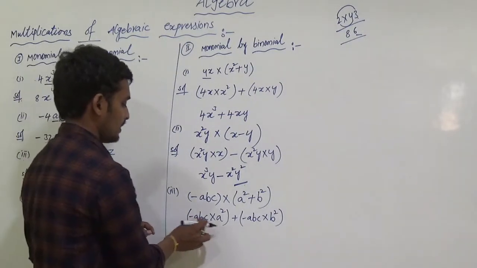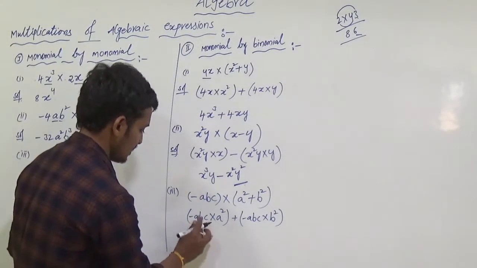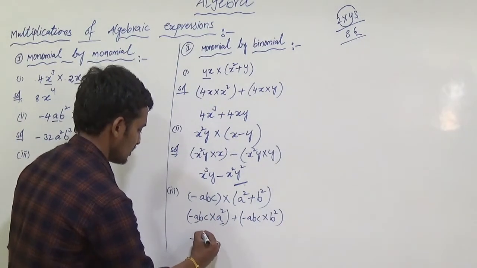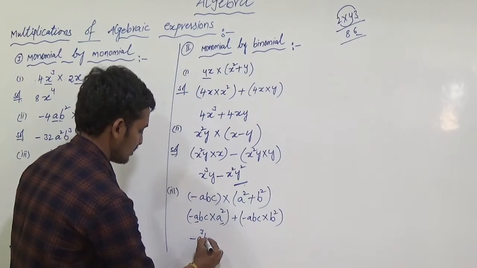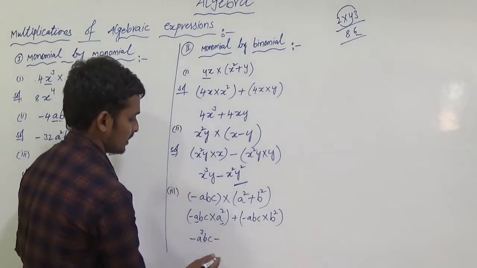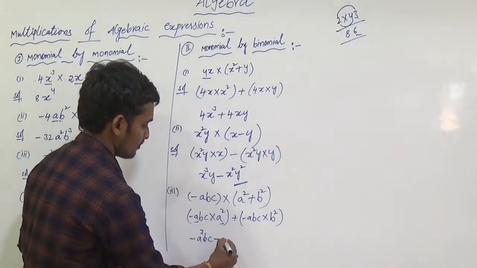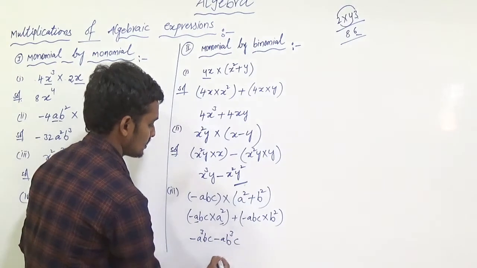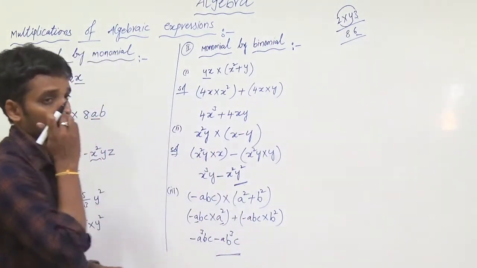Now multiply. Minus here, plus into minus is minus a, here a into a square is a cube. The letters BC stay the same. Plus into minus is minus a, here b into b square is b cube. The letters remain. This is the answer.